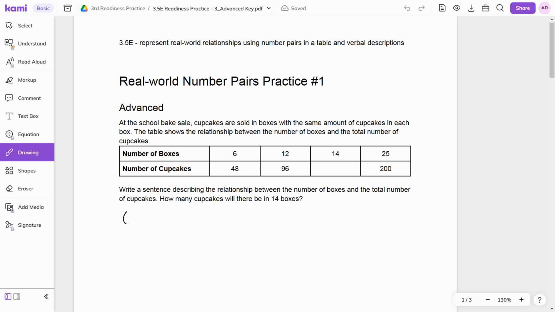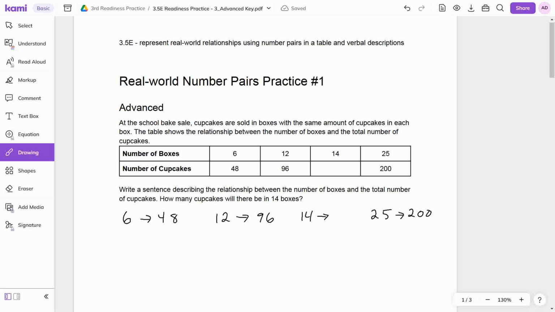I'm going from 6 to 48. Since our two categories are in the two separate rows, boxes and cupcakes, I'm going to look between those two rows. So 12 goes to 96, 14 goes to we don't know what, and then 25, wow, goes to 200. All right, so I'm getting larger. So I can either add or I can multiply, but I think I'm going to have to multiply because look at how big, 25 up to 200.